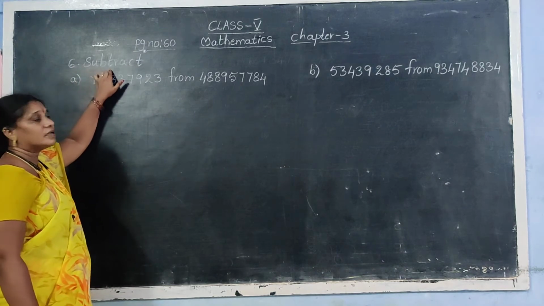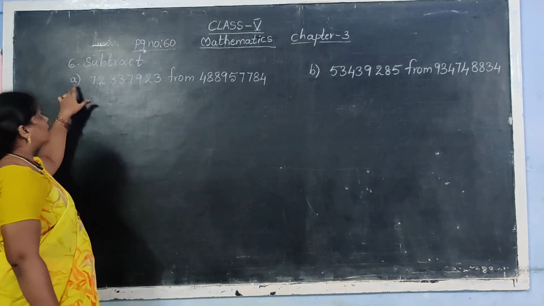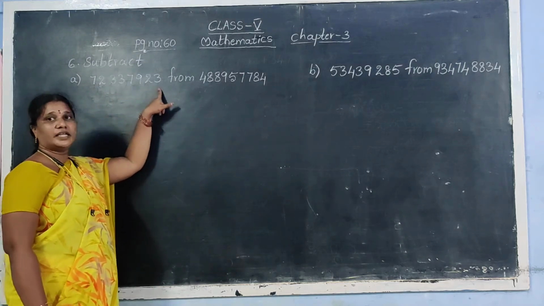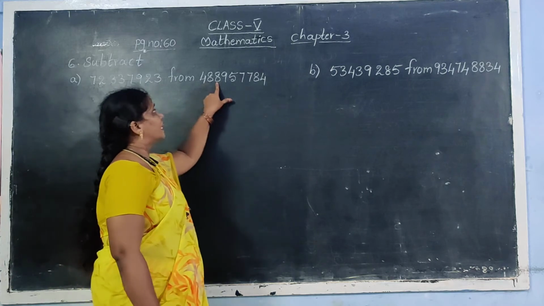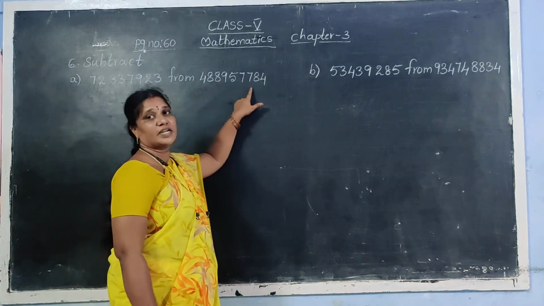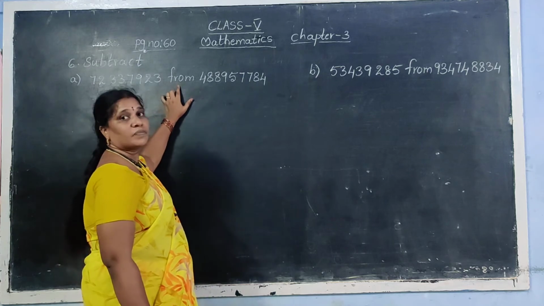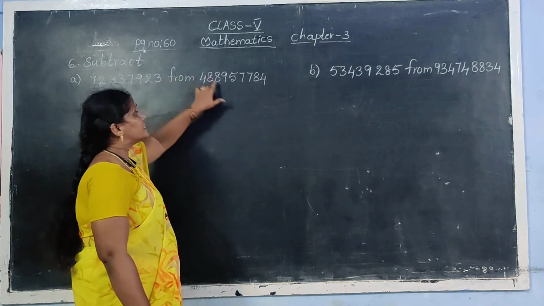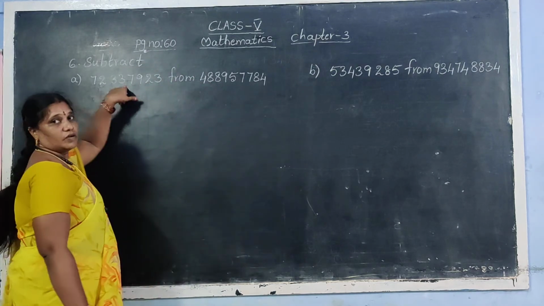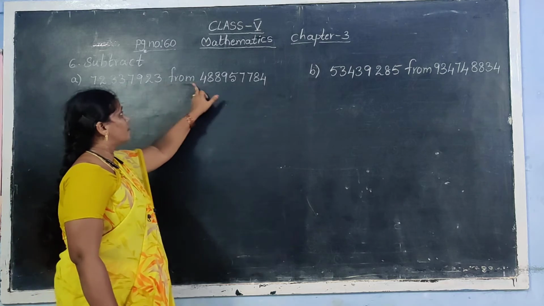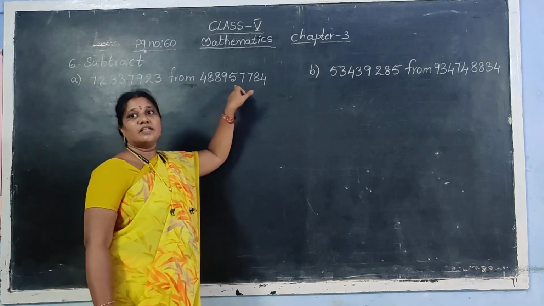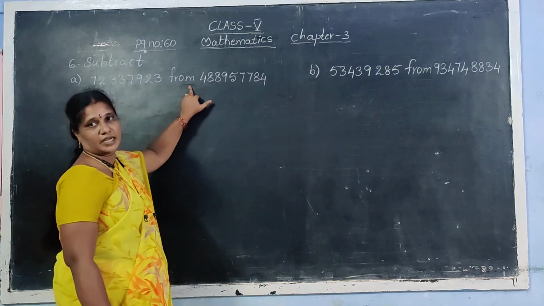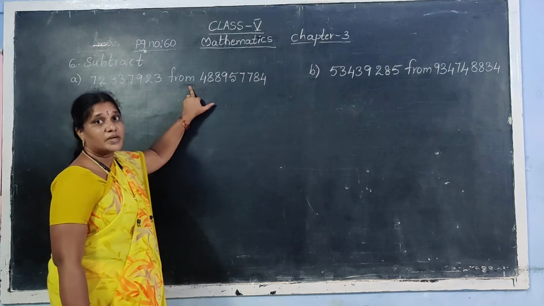Page number 60. 7 crores 23 lakhs 37,923 from 48 crores 89,57,784. From the number, the other number is subtracted. This is the minuend, this is the subtrahend. From the minuend, the subtrahend is subtracted. The minuend number is written first.